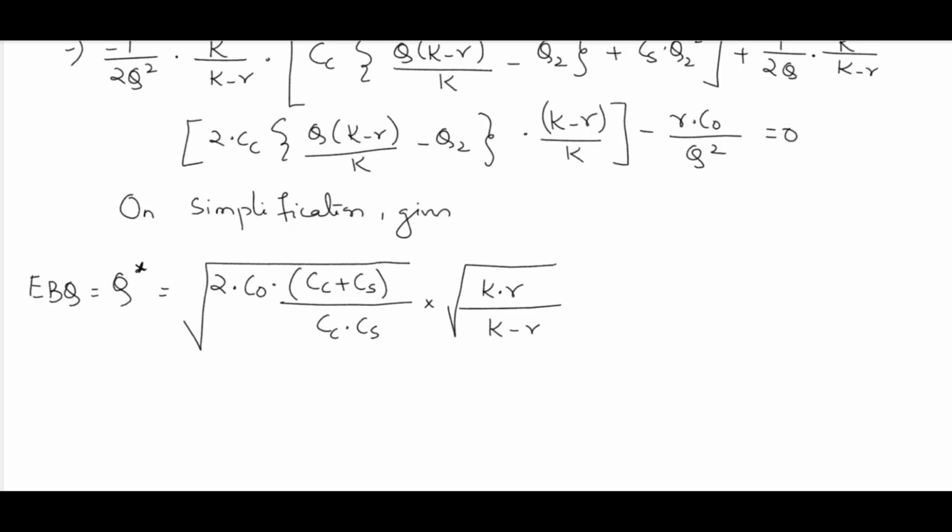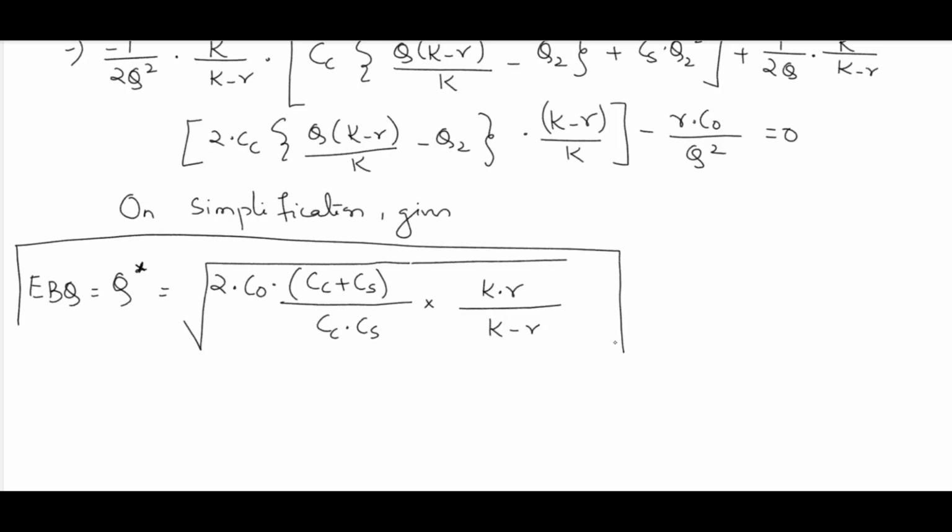So ultimately we got this Q as the square root of 2C0 by Cc into this much. We can write a common root also. So this is the formula for Q star or EBQ, the EBQ when it is a manufacturing model with shortage. This is the main formula.